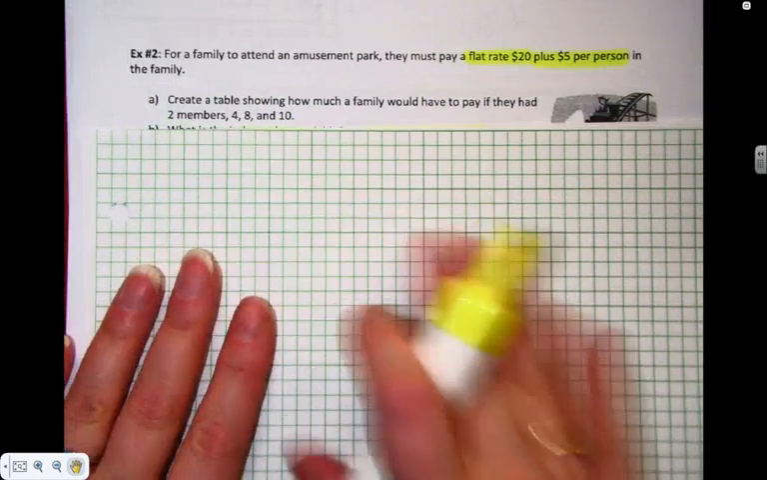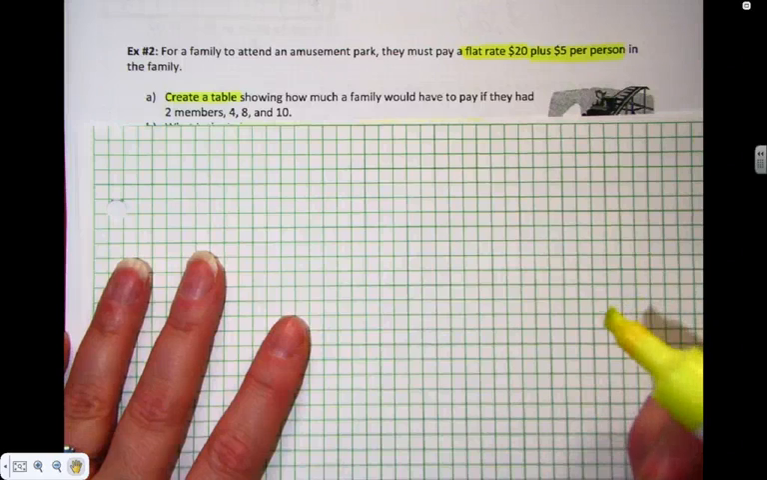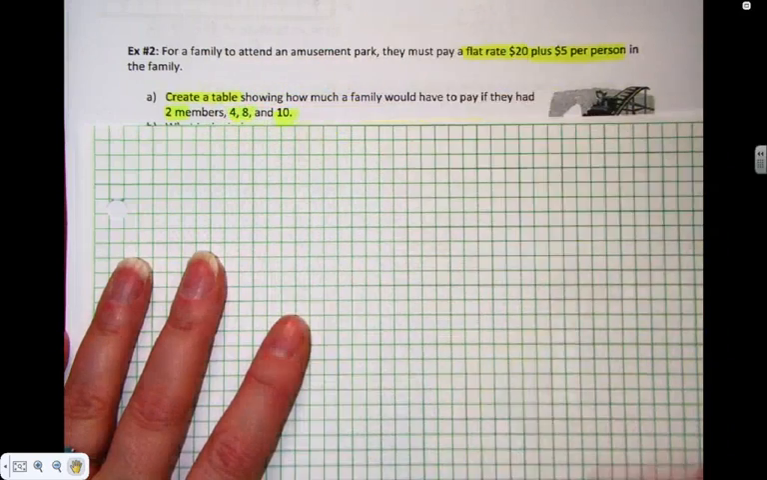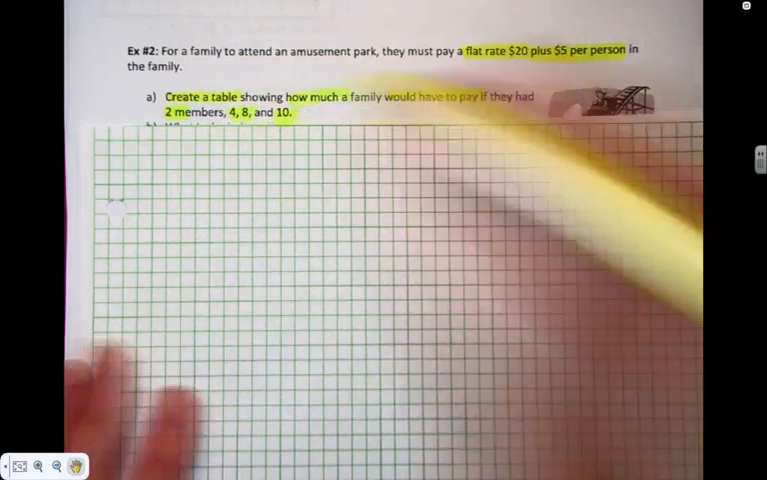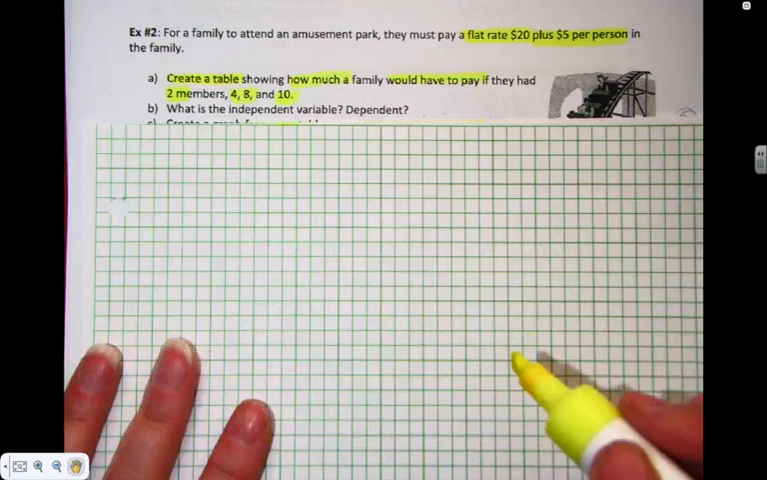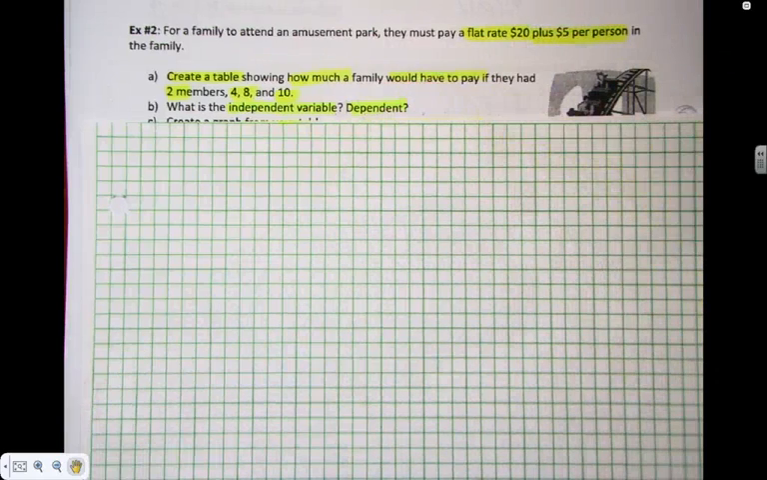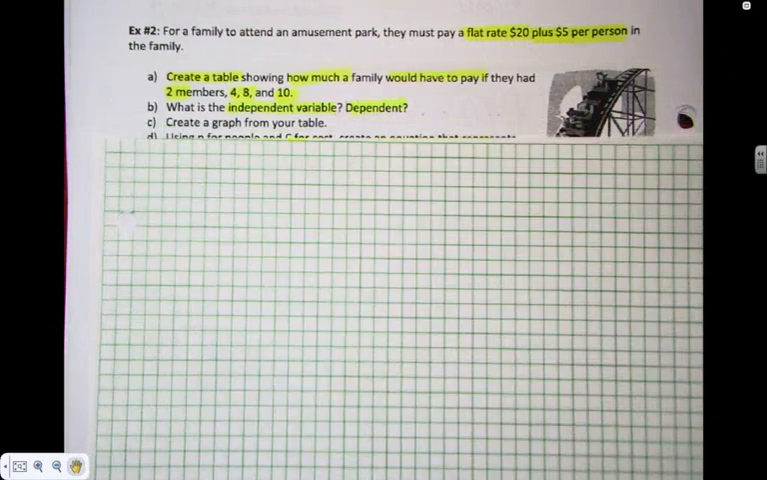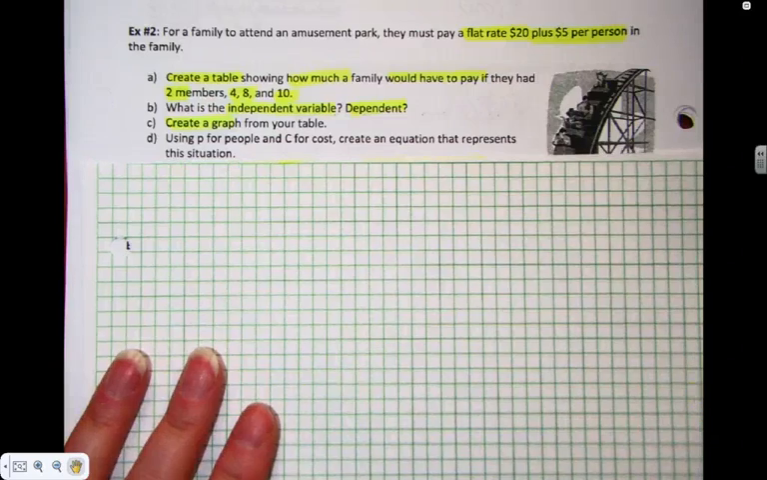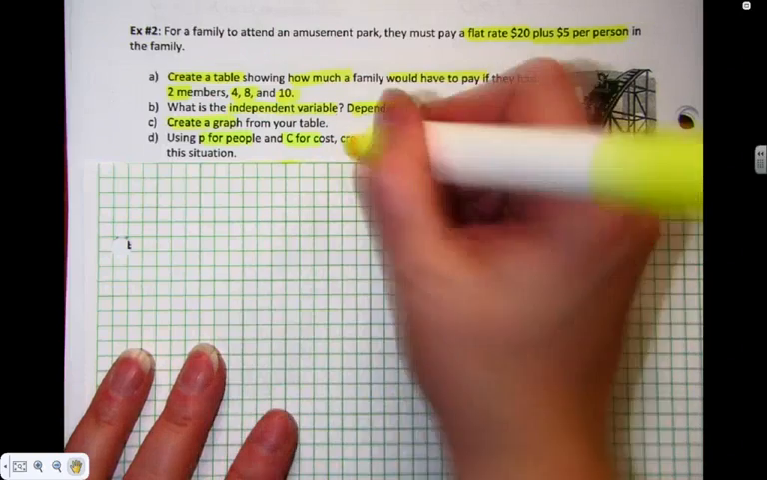Part A, what are the key words? Create a table. 2, 4, 8, 10. Some people want how much to pay, which is fine. Part B, independent variable and dependent. And again, they're asking you that because it's going to help you get the graph correct, which is what C is, create a graph. D, P for people, C for cost, create an equation.